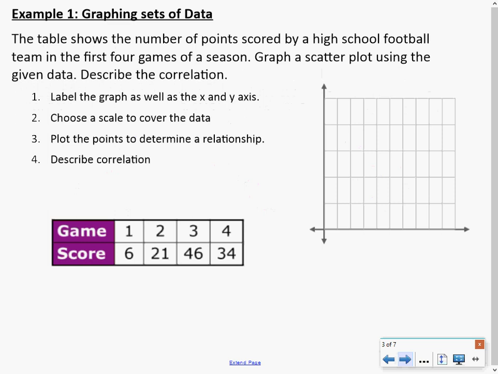So let's look at an example here. Example 1 says the table shows the number of points scored by a high school football team in the first 4 games of a season. We want to graph a scatter plot using those points and then describe the correlation. So we have a couple steps here. First of all, we need to know what is on the x-axis and what's on the y-axis. Well, the number of games is going to be our x-axis, and the score is going to be our y-axis. So I'm going to label those.